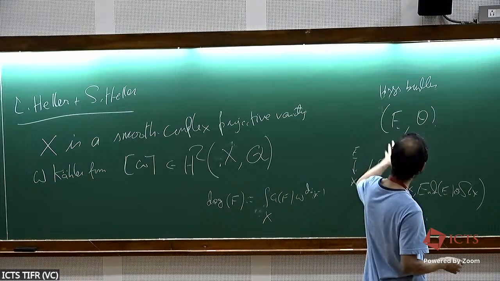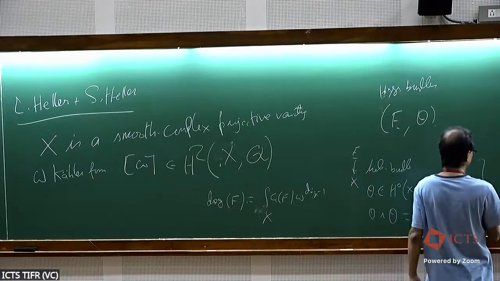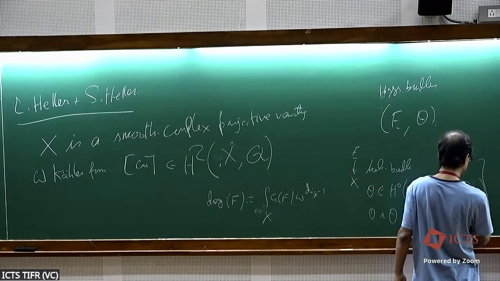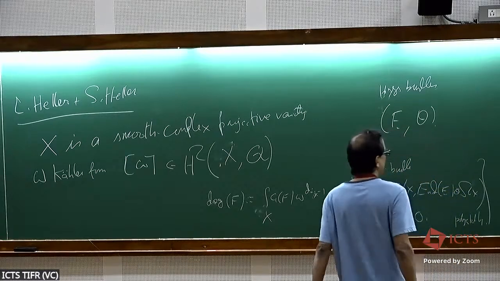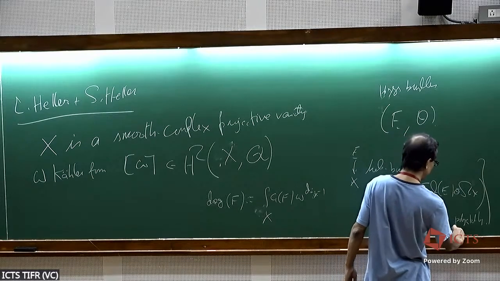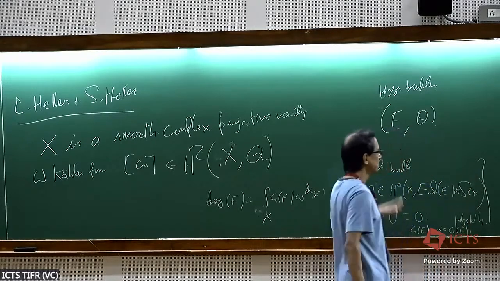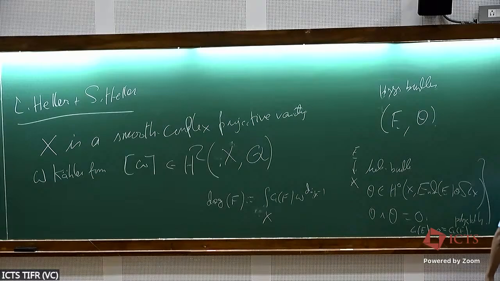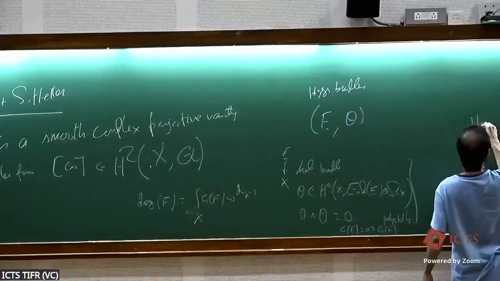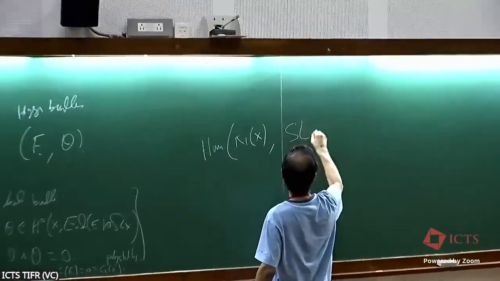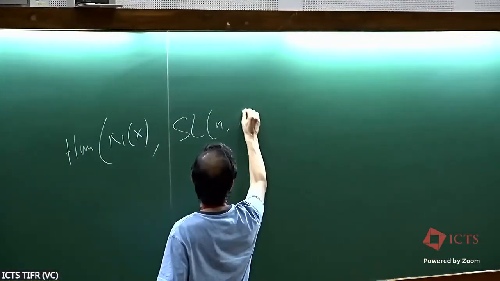So E is a holomorphic vector bundle, theta is a Higgs field. You throw in the condition polystability. Then you put some topological condition, c1(E) is equal to 0 is equal to c2(E). You put all these conditions. On the other hand, you have representations of pi1 of X to your favorite group. Take SL_N(R), you can take GL_N(R), SL_N(C), GL_N(C), whatever you prefer.